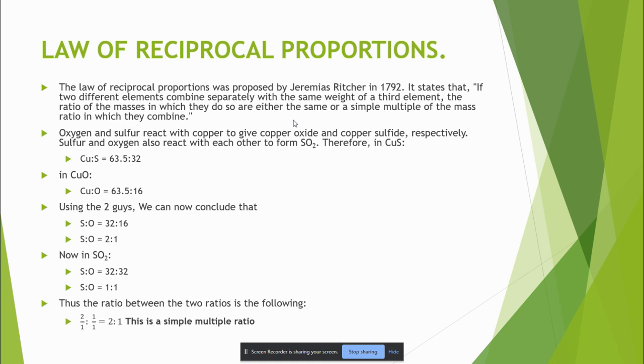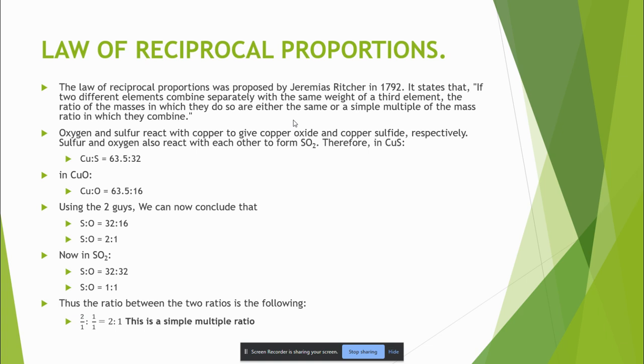For example, oxygen and sulfur react with copper, respectively. So sulfur and oxygen also react with each other. Sulfur and oxygen react separately with the same element, then in the second phase they react together. That's what we are trying to look at here. So in CuS, the mass of copper is 63.5, that of sulfur is 32. So that's 63.5 to 32. In CuO, 63.5 to 16. So that's 32 to 16, a 2 to 1 ratio of S to O in the two compounds, right?